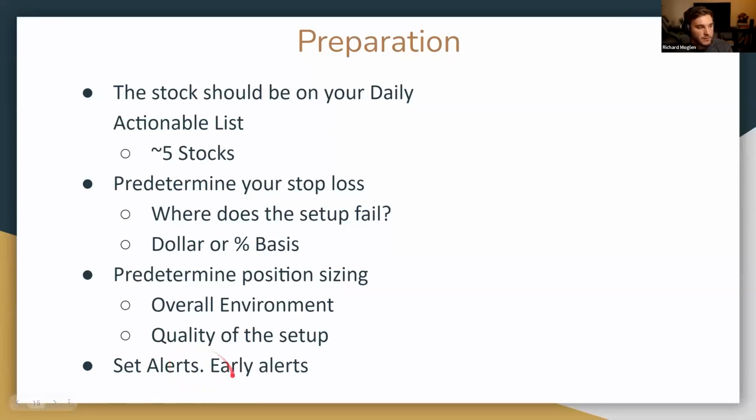Then, as I mentioned a few times, alerts are your friend. Set them, and you can even set early alerts, meaning that if your pivot point is at 100, you can set an alert at 98. So if that's triggered, you know that the stock is moving upwards, and then that gives you the time to bring up a chart and actually take a look at it before it's actually pushing through that 100 level.